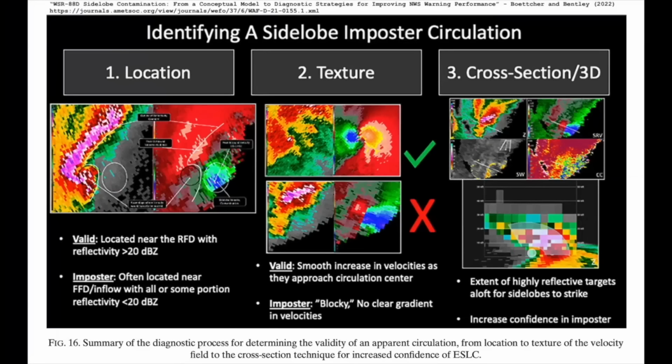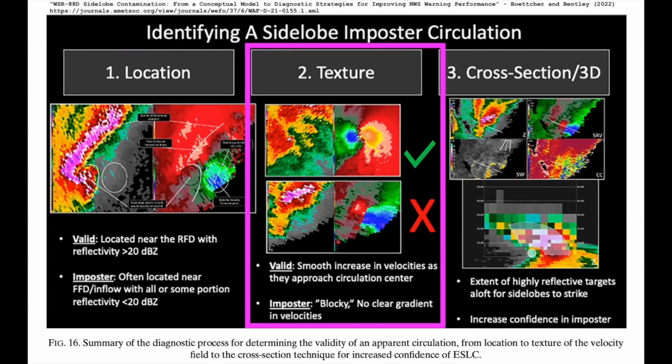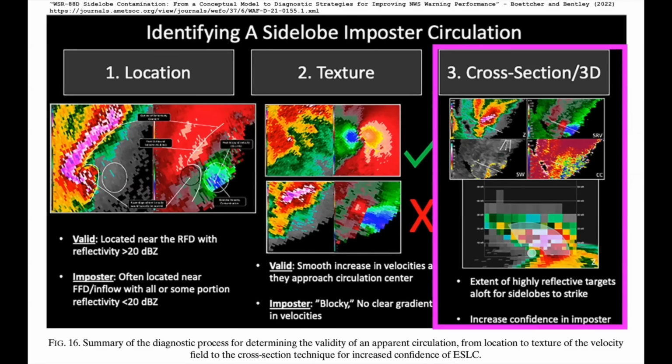This graphic from Betcher and Bentley 2022 gives a good workflow for diagnosing whether or not a circulation is legitimate or associated with side lobe contamination. Couplets induced by side lobe contamination will be misplaced from the hook echo or rear flank of the storm, typically with weak to no reflectivity in and around the false circulation. Although imposter couplets can mimic a tornado vortex signature fairly well, they also frequently take on a blocky, disorganized appearance that lacks a clear velocity gradient. Finally, there will be a tilt or tilts of enhanced reflectivity above the imposter couplet, which is evidence of ample hydrometeors for side lobes to sample.